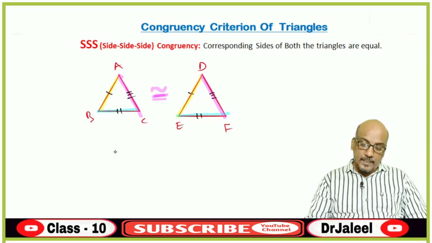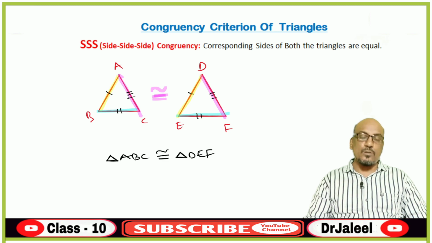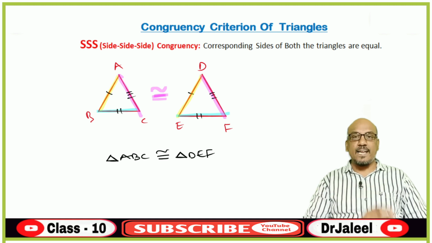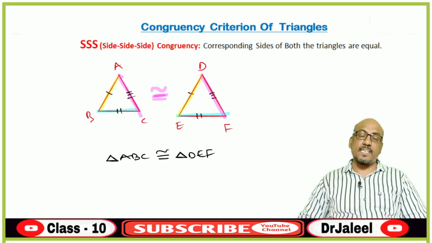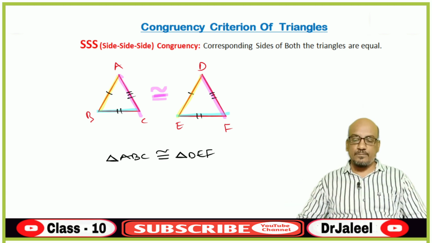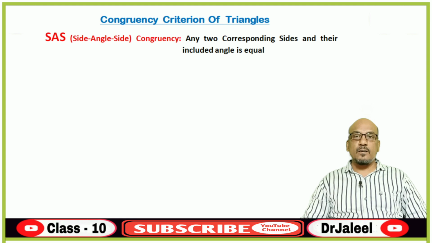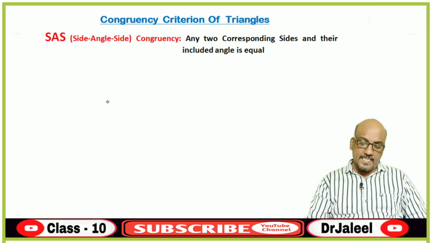So how can you represent this congruency? Triangle ABC is congruent to triangle DEF. So triple S congruency is nothing but side, side, side. Three sides of one triangle are equal to the corresponding three sides of the other triangle. So the next congruency criterion is SAS.